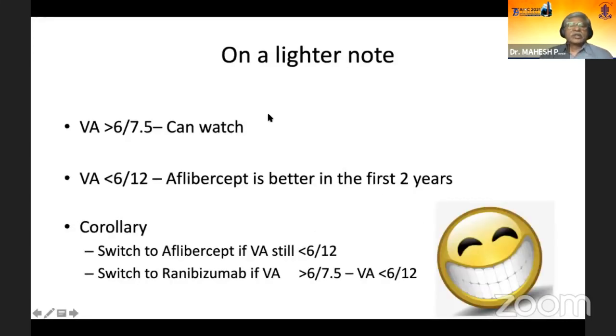So on a lighter note, what the studies seem to say is visual acuity better than 6/7.5, don't treat, watch. Visual acuity is less than 6/12, aflibercept is better in the first 2 years. So the corollary is switch to aflibercept if visual acuity is still less than 6/12 after treatment, and switch to ranibizumab if visual acuity is better than 6/7.5 and less than 6/12, which is around 6/9.